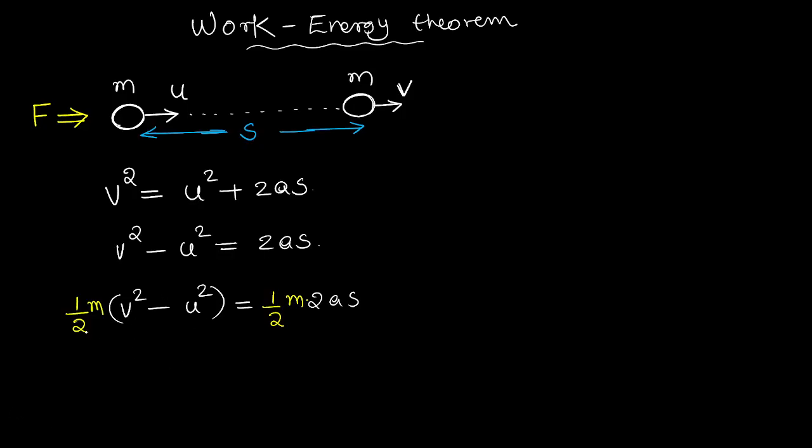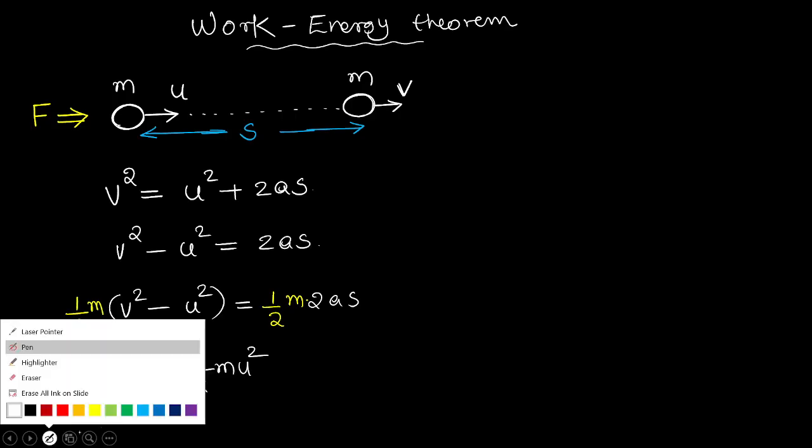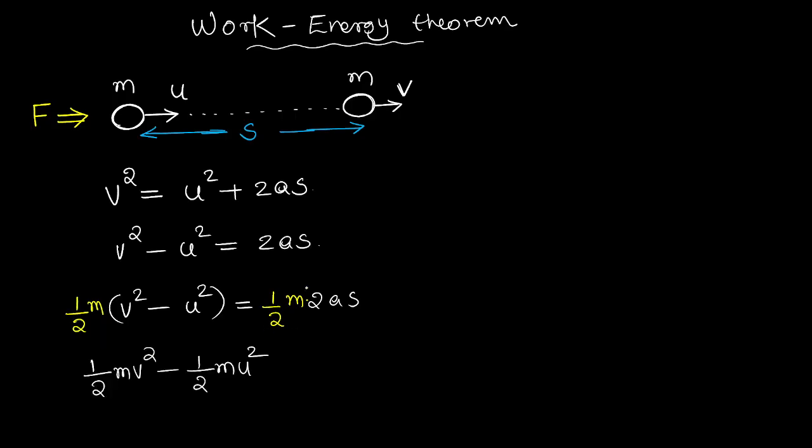In the left side I can open the bracket. I will get half mv square minus half mu square. And in the right side, you know that 2 cancels, correct? 2 cancels. ma into s. Let me put a bracket, (ma)s. Is that okay? All of you clear? Till this step you are okay?